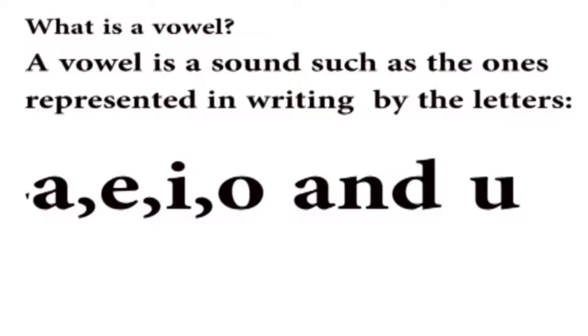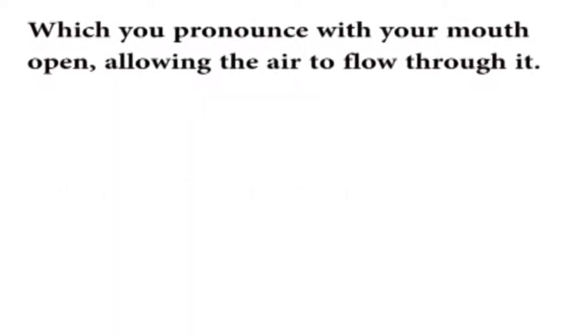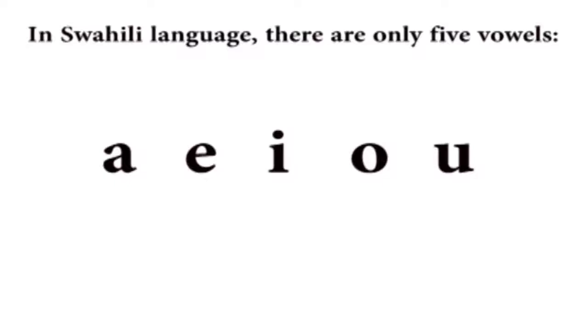What is a vowel? A vowel is a sound such as the ones represented in writing by the letters A, E, I, O, and U, which you pronounce with your mouth open, allowing the air to flow through it. In Swahili language, there are only 5 vowels: A, E, I, O, U.